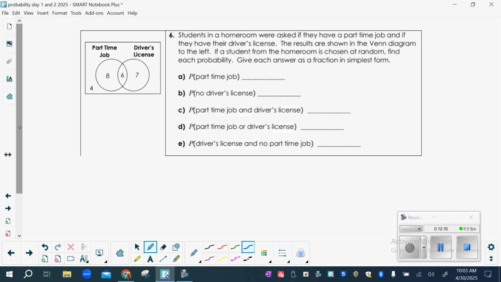Let's be careful. The first thing we want to know is how many people are in my class. It is very tempting for me to say that there are 21 people in my class. I got 8 and 6 and 7. What's the 4? The 4 are 4 weirdos in my class that neither have a job or a license. Add those in. So 25 people in class.